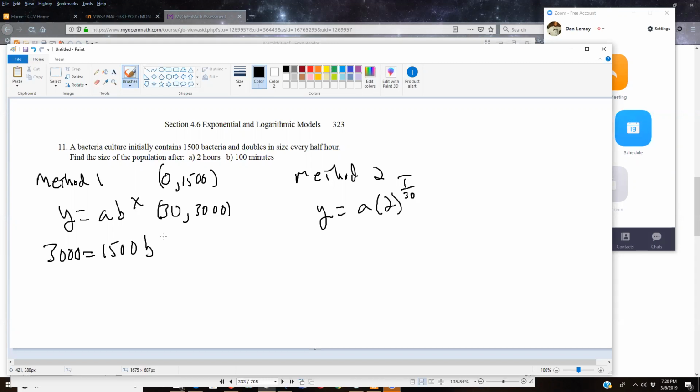And I have b raised to some power. I'm going to switch the x to a t just because we're dealing with time. Doesn't matter, but I'm going to. So then 3,000 divided by 1,500 is 2.